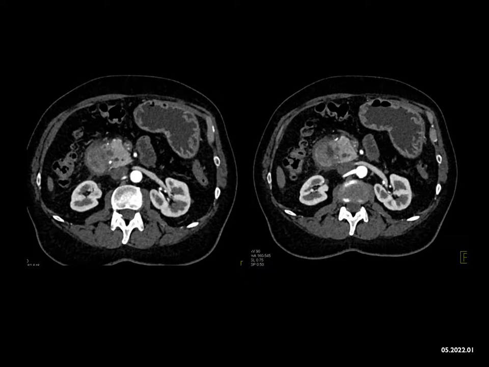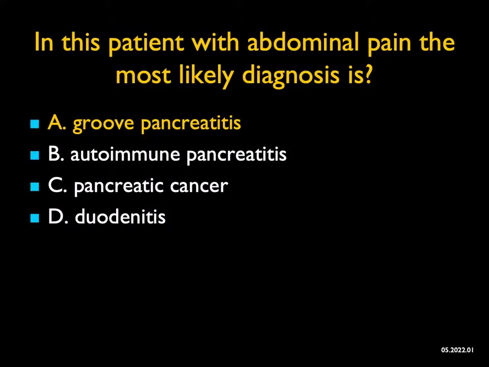This is a beautiful example of groove pancreatitis, inflammation extending and involving the duodenum and the pancreas with this low density, often scalloped appearance of the space between duodenum and pancreas. It often simulates a pancreatic cancer, so it can be a real challenge in diagnosis. Sometimes the coronal views are especially helpful for reaching the diagnosis.